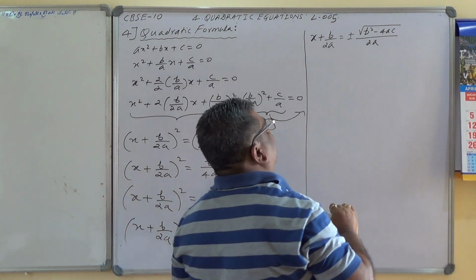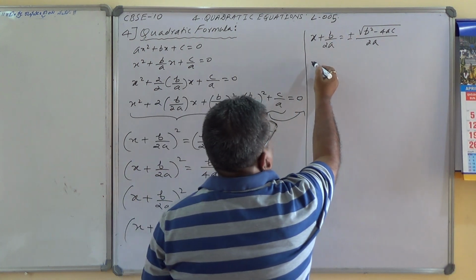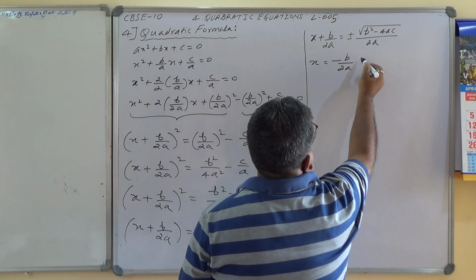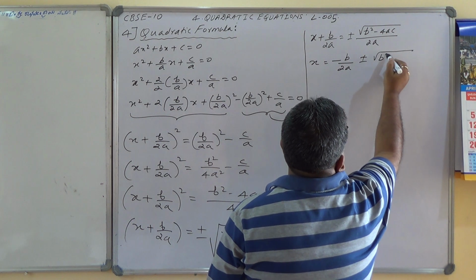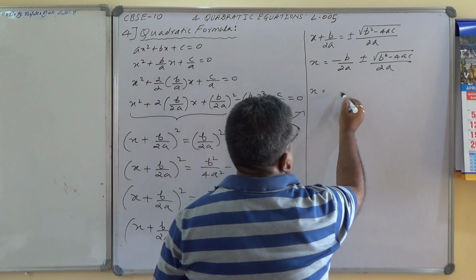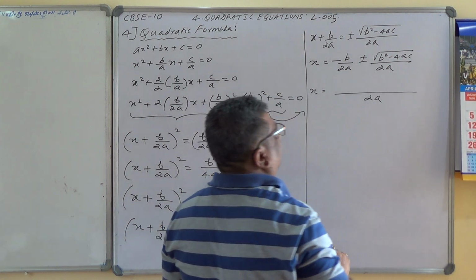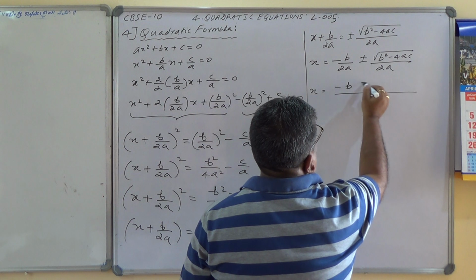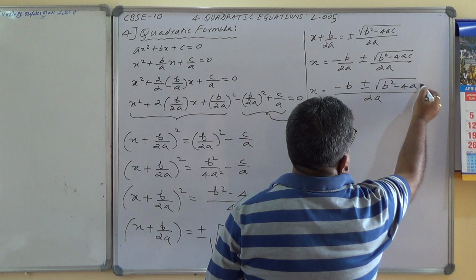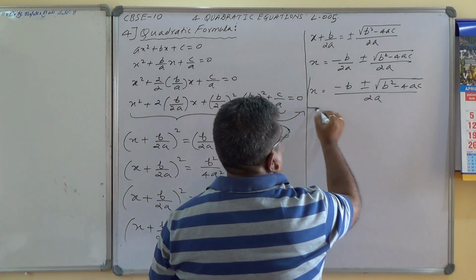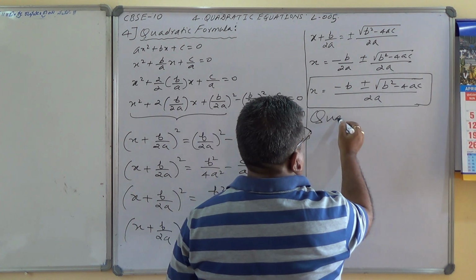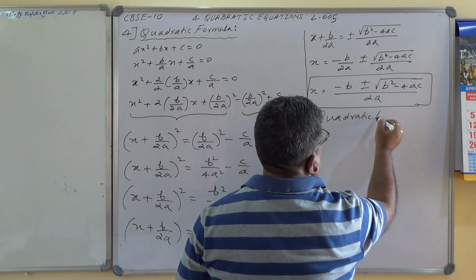Okay. Now you transpose this to that side. x equals minus b by 2a plus or minus under root of b square minus 4ac divided by 2a. x equals, take LCM as 2a. Here we get minus b plus or minus under root of b square minus 4ac. So this formula is called the quadratic formula.